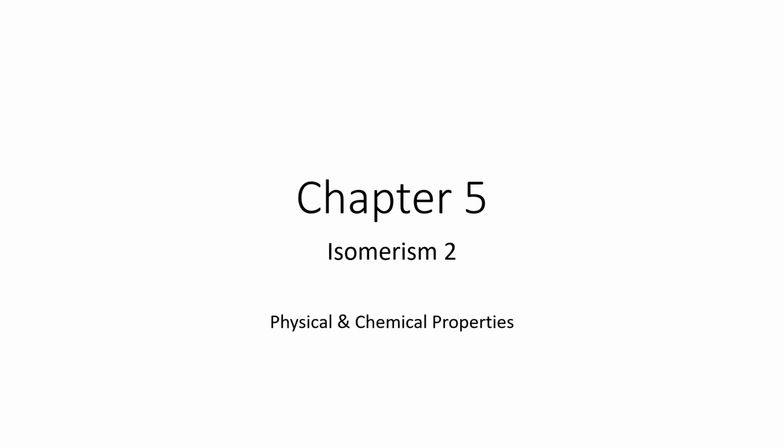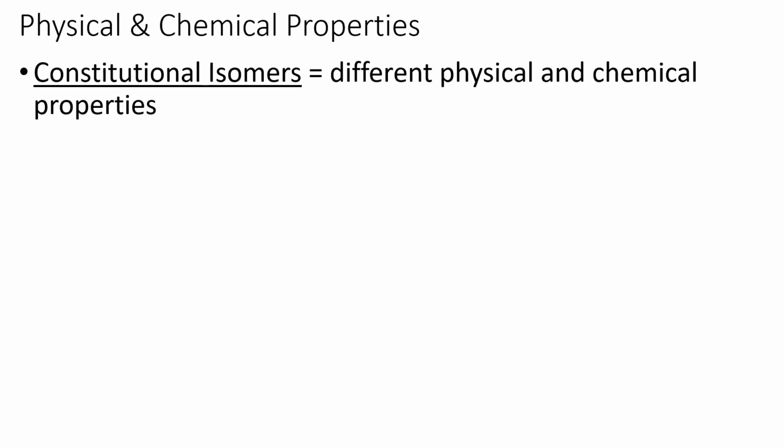In this section of Chapter 5, we're going to talk about the physical and chemical properties associated with the isomers. So what we're going to see is that constitutional isomers have different physical and chemical properties. Remember, constitutional isomers are the ones that have different connectivity. So we arrange the atoms in a different pattern. So they're going to have different physical and chemical properties because the bonds are arranged in a very different pattern.